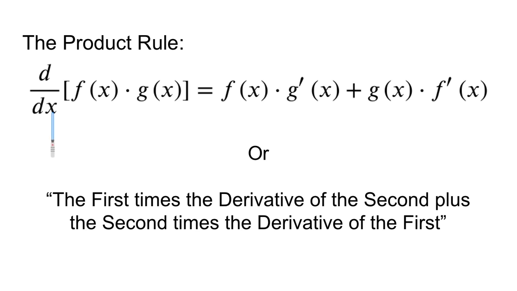So, for the derivative of the product of two functions, you take f of x times g prime of x plus g of x times f prime of x. I find that rule hard to remember, so instead, I simply remember the first times the derivative of the second, plus the second times the derivative of the first. I'm going to demonstrate in a couple examples.